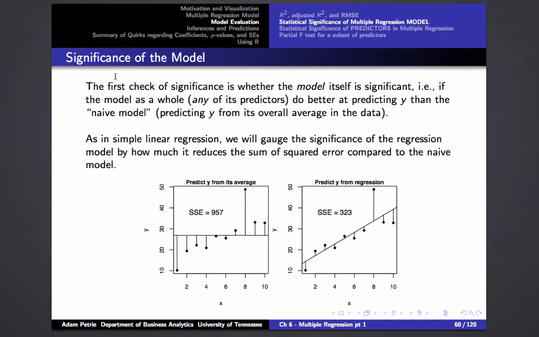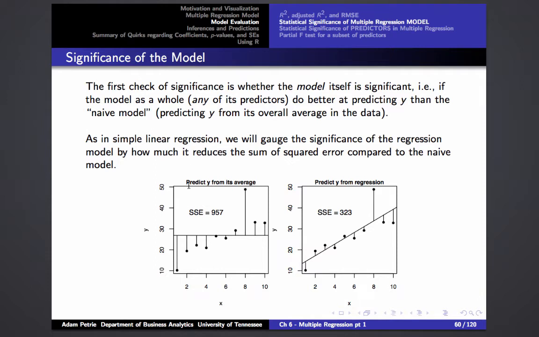All right, so what does it mean for the regression model itself to be significant? Well, in order to be significant, the model has to do better at predicting Y than a model full of completely random, unrelated predictors. So, in other words, we have to be predicting Y better than just using the overall average value of Y, the naive model, to make our predictions.